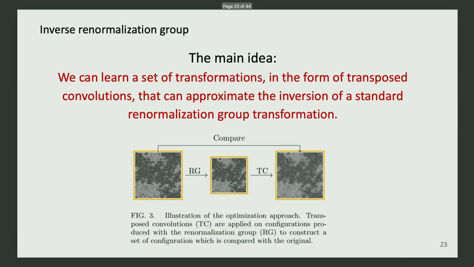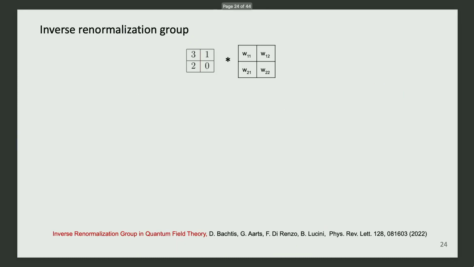So it's too complicated, but it's exactly the point where we hope that we can use machine learning to solve this problem. And the main idea is that we can learn a set of transformations in the form of transposed convolutions that can approximate the inversion of a standard renormalization group transformation. So we start with a certain system that we have simulated at a certain lattice size. We apply the standard renormalization group method, and then we use machine learning to learn the best approximate inversion of this standard renormalization group transformation.